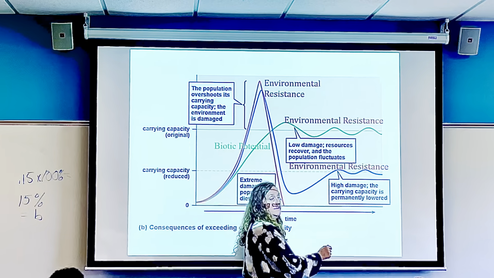Carrying capacity is determined by environmental resistance: space, nutrients, predators, competition, natural events. Environmental resistance stops or slows biotic potential.